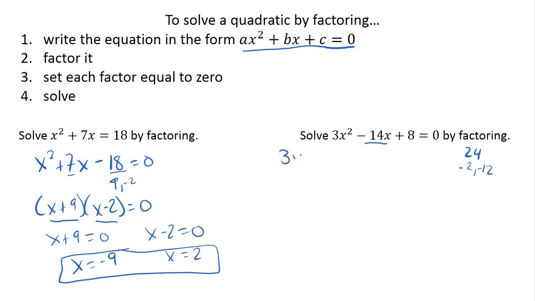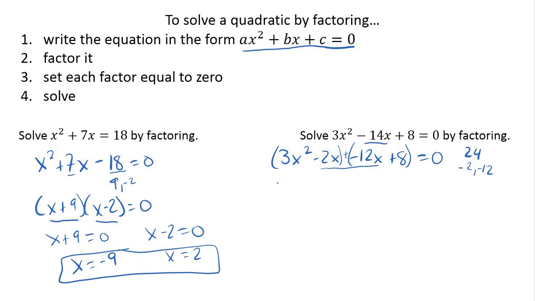So then I'm going to rewrite this: 3x squared minus 2x minus 12x plus 8 equals 0. Remember what I just reviewed in the past. Those two terms equal negative 14x, so I just replaced it. Then I'm going to group and factor by grouping.